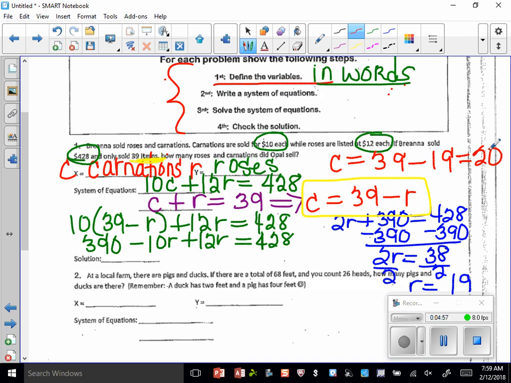So right where it says solution, you will actually write that out in words. 20 carnations and 19 roses.